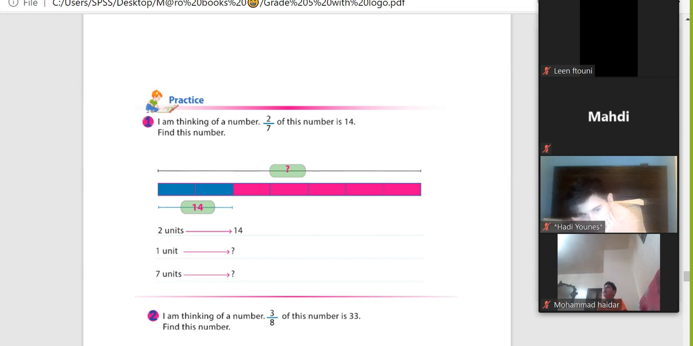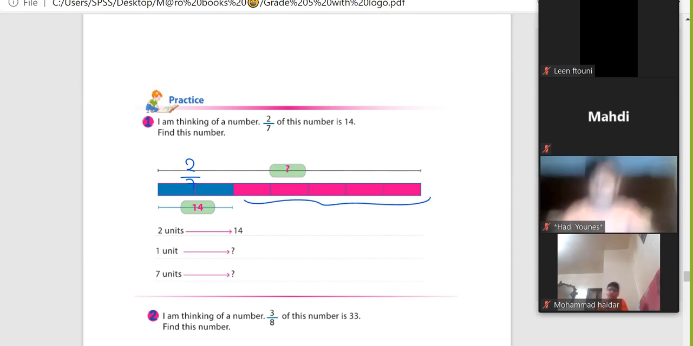I am thinking of a number. The 2 over 7 of this number is 14. أنا بعرف هاي الشقفة هاي هون 2 over 7 هي 14. قد ايه الباقية هون؟ 35. Count them as a fraction. قد ايه هولي as a fraction؟ 8. And they all pink as a fraction.